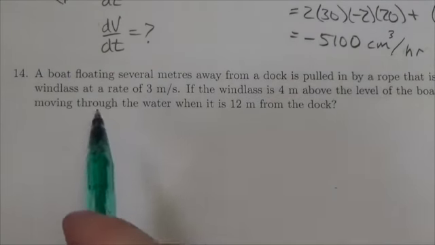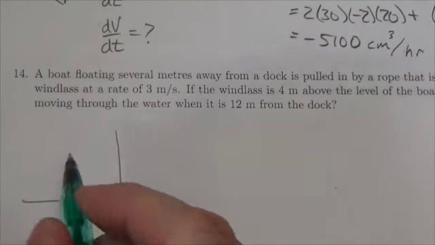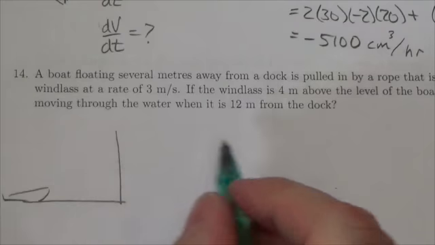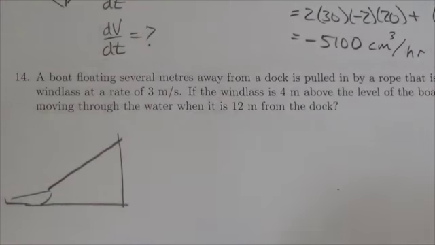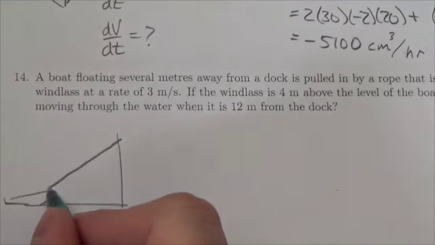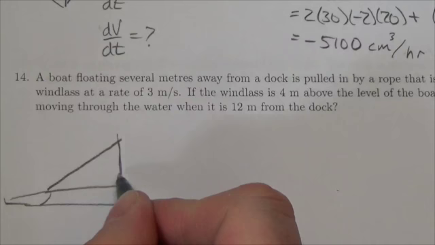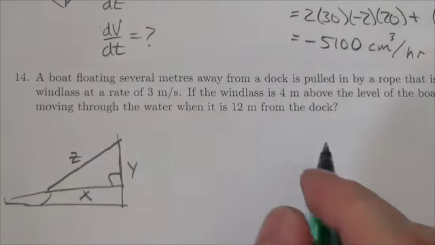This is question 14. A boat floating several meters away from a dock. Okay, so here's the boat, being wound up by a windlass at a rate of 3 meters per second. Well, we're going to build a triangle here. Let's just call the sides X, Y, and Z.